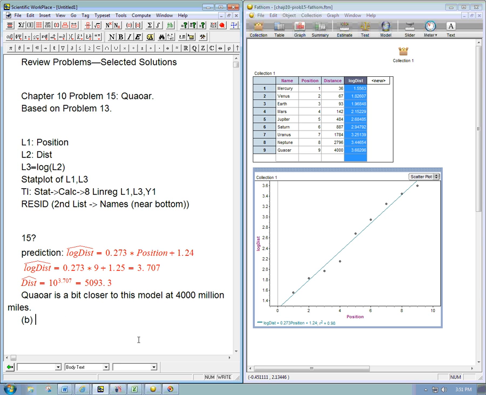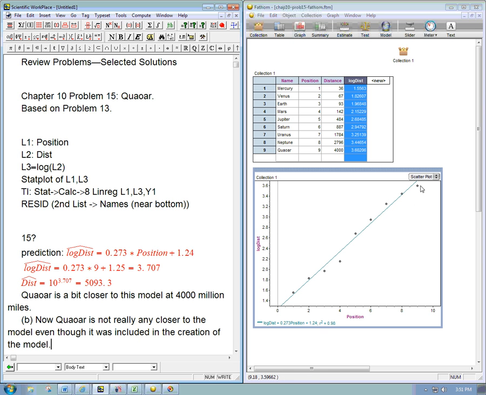Okay, Quaoar. So now Quaoar is not really any closer to the model, even though it was included in the creation of the model. And that can happen. These models are not perfect. They're not all supposed to lie on the line. Okay? This guy, it just seems like anything in this region is just going to be low. And this line is not predicting it incredibly well.